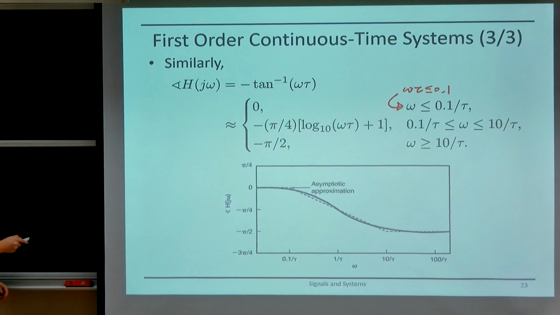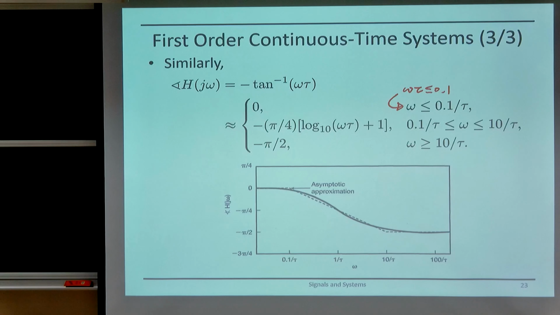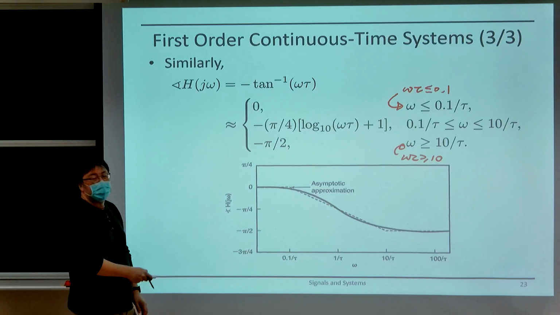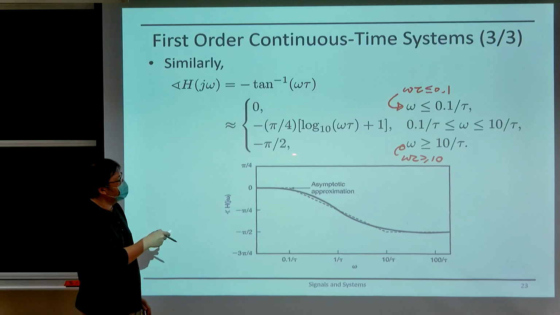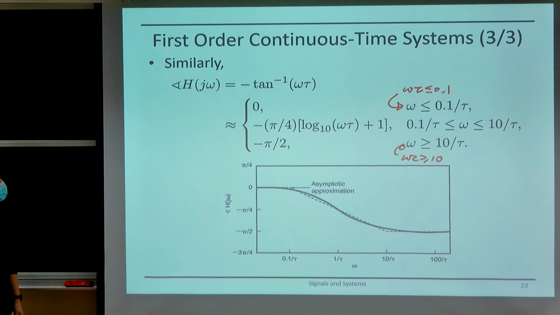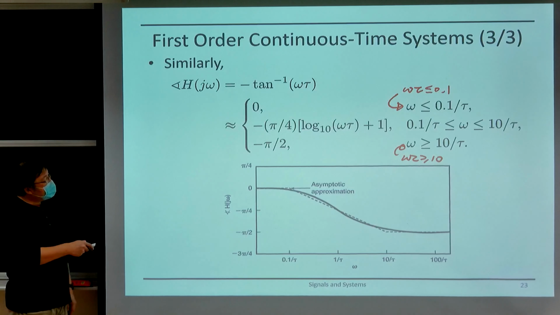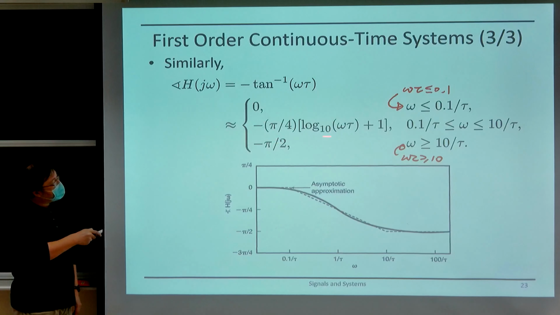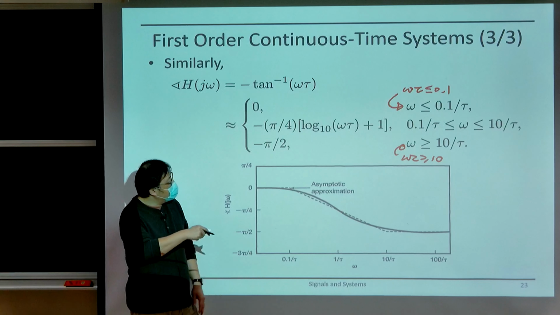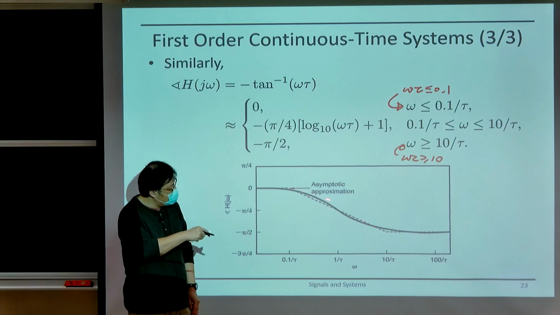So for omega tau greater than or equal to 10, I approximate the phase by minus pi over 2. Or in other words, we approximate the phase like this for omega greater than or equal to 10 over tau. And then in between, we can just draw a straight line. So this straight line is obtained by just connecting these two points.